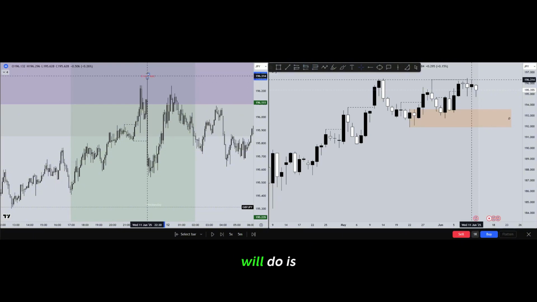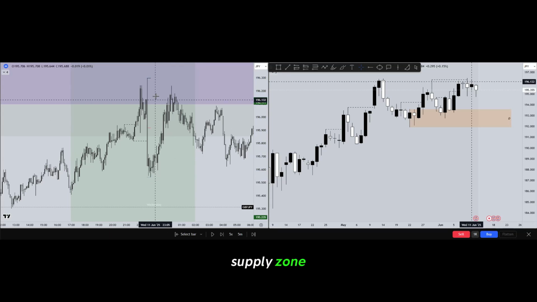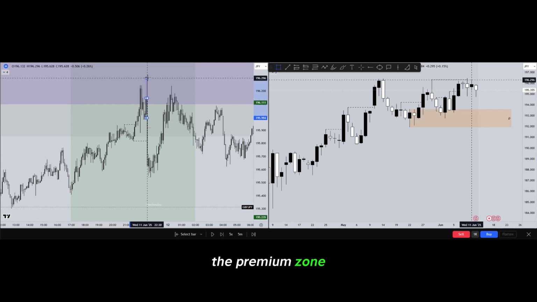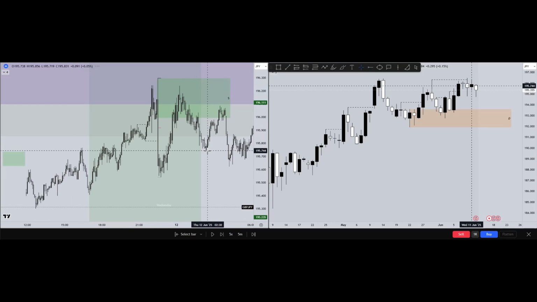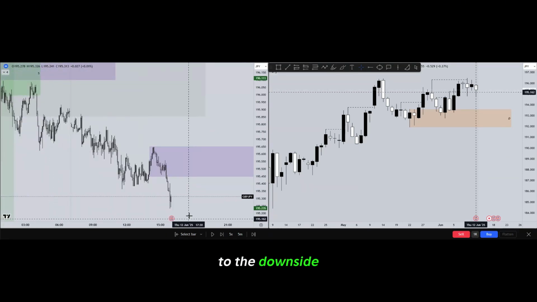So what we will do is, when price pulls back up to the area of the supply zone, we look to sell from here. The premium zone supply. This is the premium zone 5-minute supply. See, and when price mitigated that supply zone, it rallied to the downside.